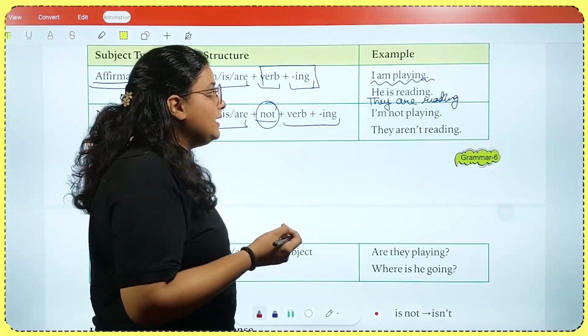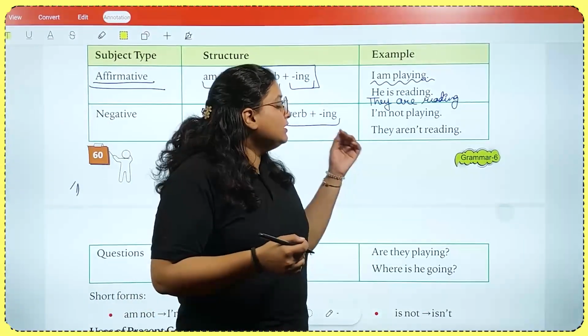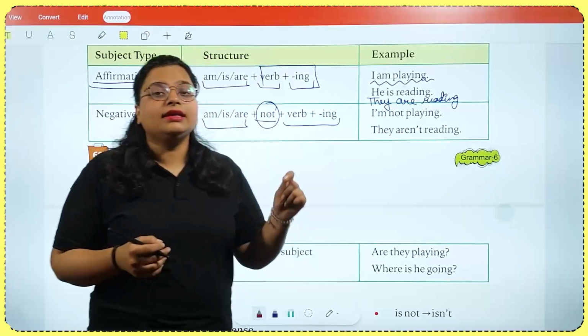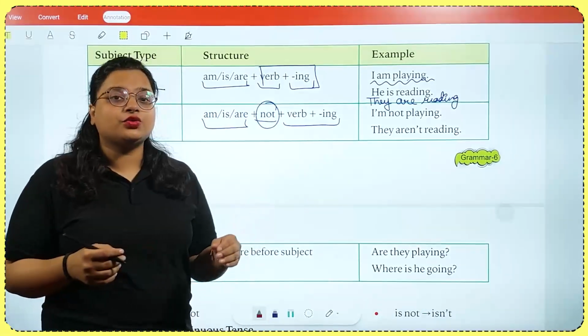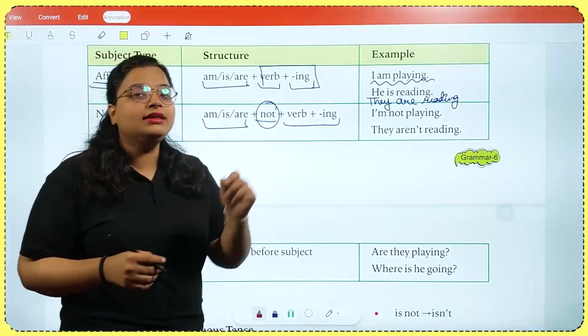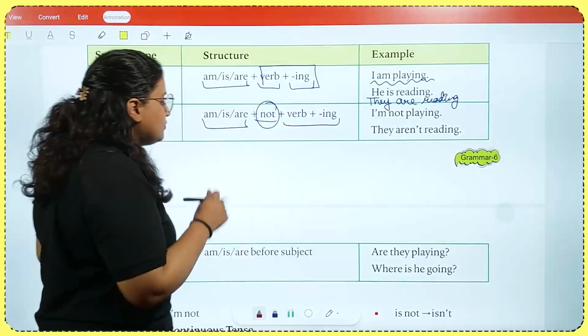I am not playing. मैं नहीं खेल रहा हूँ. They aren't here. वो नहीं पढ़ रहे. Here these sentences are showing that the action is not being done in the present moment. It is not important.